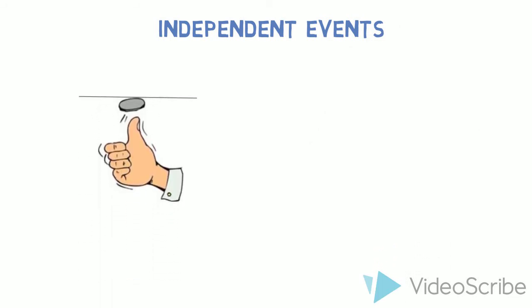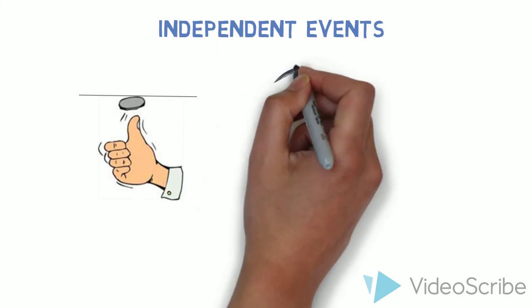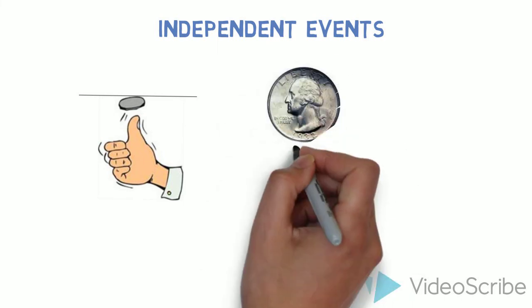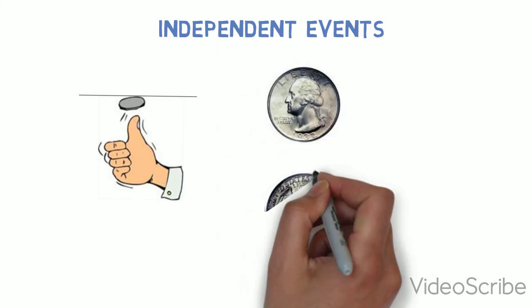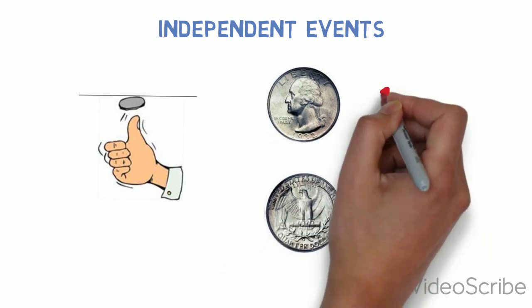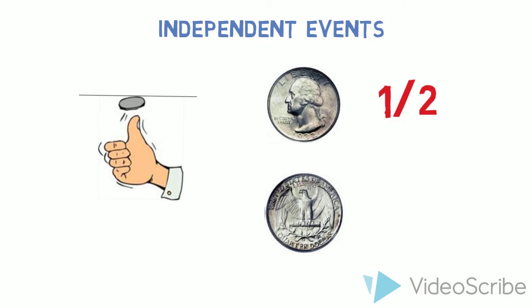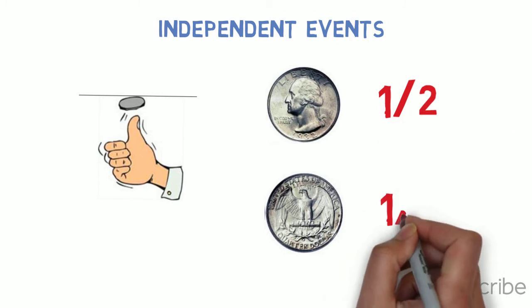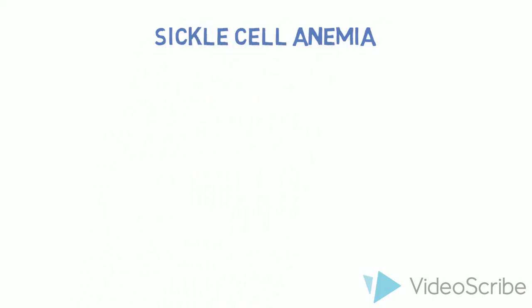Before exploring Mendelian genetics, however, we need to have some understanding about probability. An easy way to understand is using two-sided coins. The outcome of one trial has no influence on the outcome of the subsequent trial. For example, when flipping a coin, getting either heads or tails has no effect on whether you get heads or tails in the next flip. This is a completely random event.